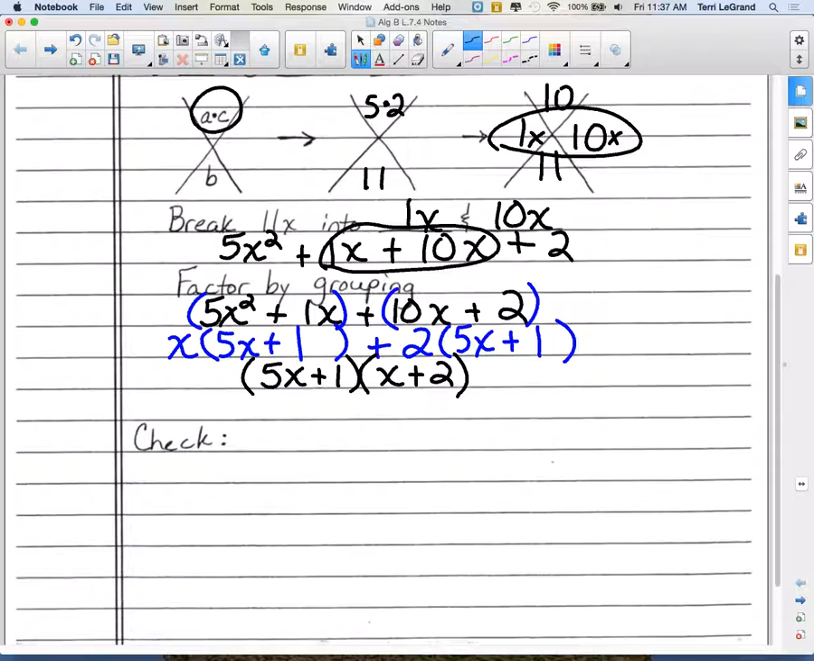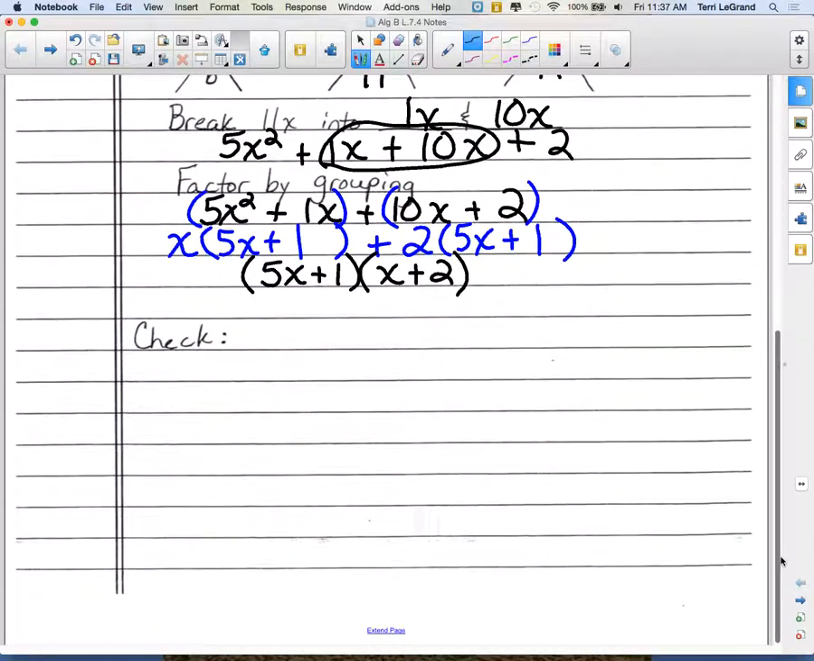So we still end up with 2 binomial factors, just like we did when a was equal to 1. It's just a little bit longer process because they both can't start with just x. They have to start with terms that, when you multiply them in FOIL, will get you that first term. And today you do have to do check problems, okay? So here's our answer. We say that 5x plus 1 times x plus 2 is the factored name.